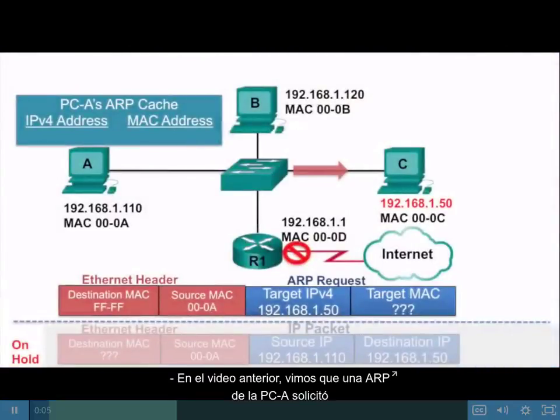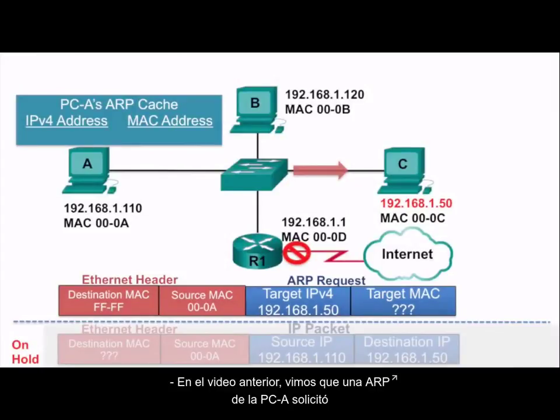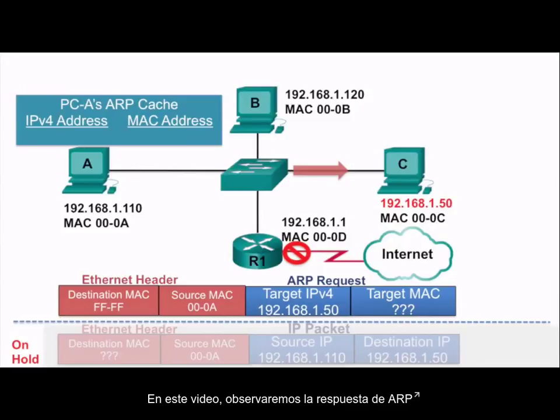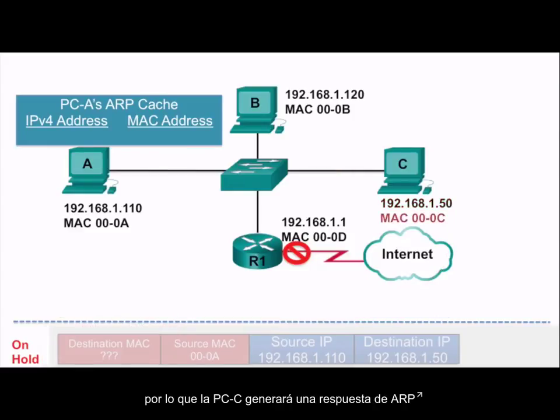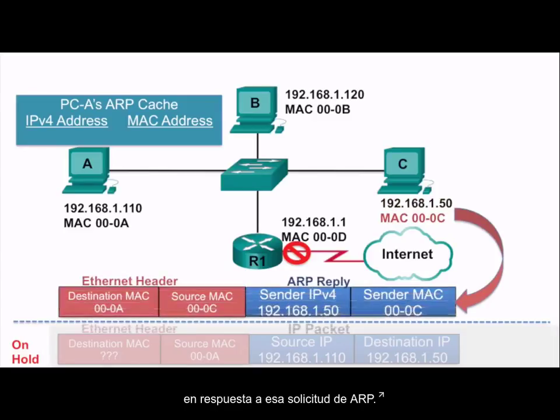In the previous video, we saw an ARP request from PCA looking for the MAC address of PCC. In this video, we will see the ARP reply in response to that ARP request. PCC, when it received the ARP request, examined the target IPv4 address and compared it against its own IPv4 address and noticed that it was the intended target. So PCC will generate an ARP reply in response to that ARP request.